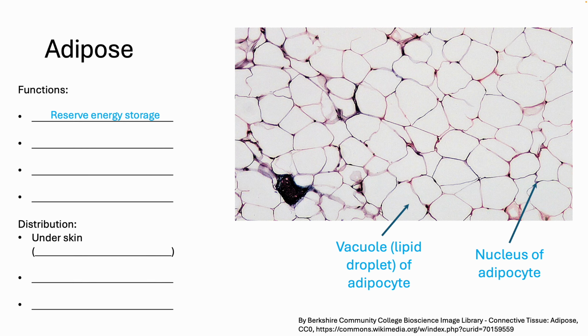Adipose tissue helps to serve as a reserve energy storage capacity. It helps to insulate, cushion, and also will support and protect. You find these under the skin as subcutaneous adipose tissue, around the kidneys and the eyeballs, and then within the abdomen and breast tissue.